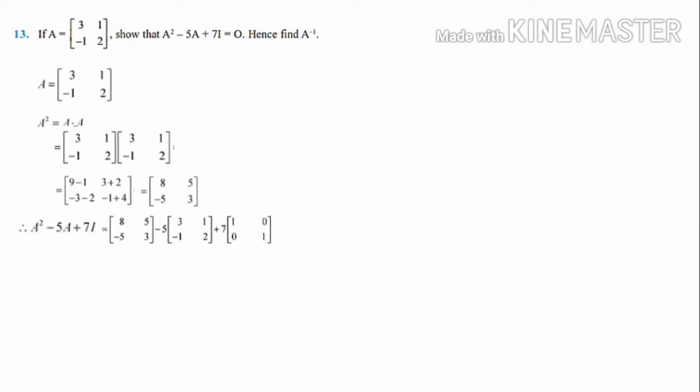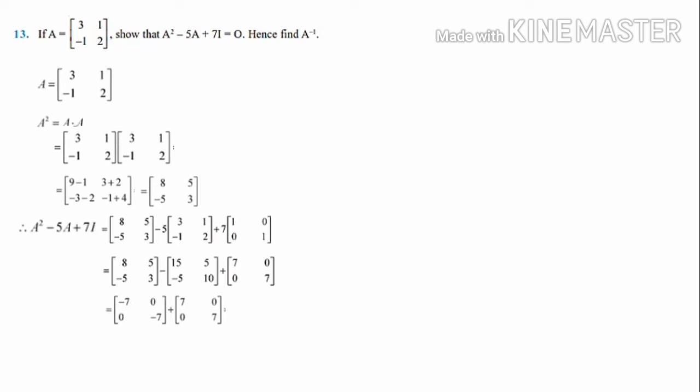That is equal to A square, we have calculated 8 5 minus 5 3, minus 5 into A. A is 3 1 minus 1 2, plus 7I. 7I is 7 into I, identity matrix 1 0 0 1. Go for the calculation. Here 5 we have to multiply inside, 7 we have to multiply in the third term. When you multiply 5 into 3 15, 5 into 1 5, 5 into minus 1 minus 5, 5 into 2 10, 7 into 1 7, 7 into 0 0, 7 into 0 0, 7 into 1 1.